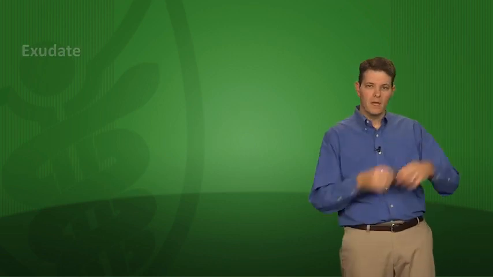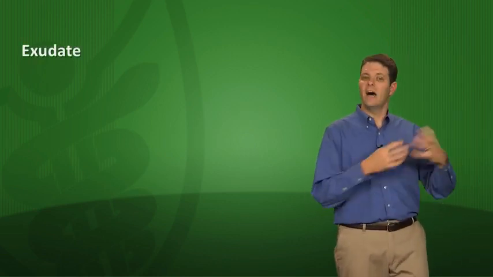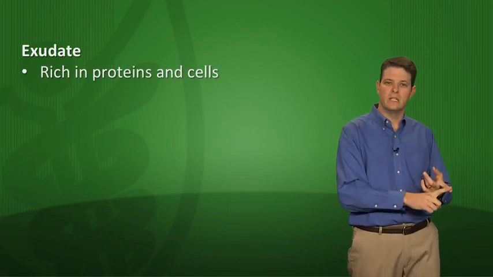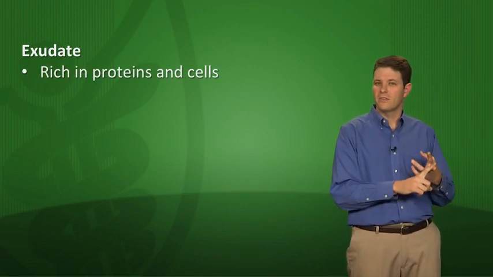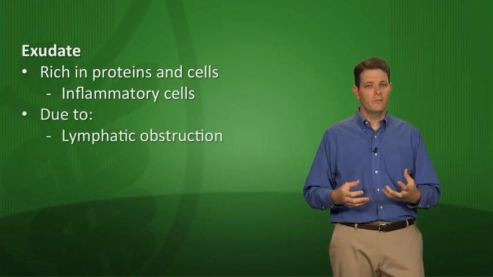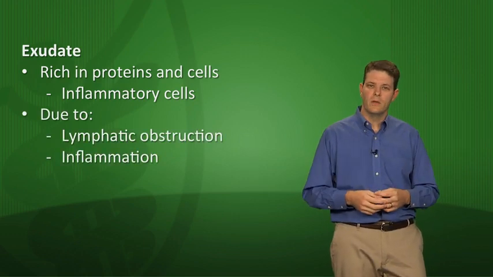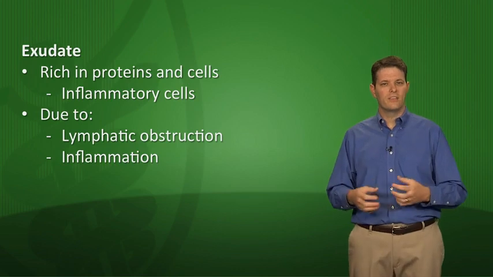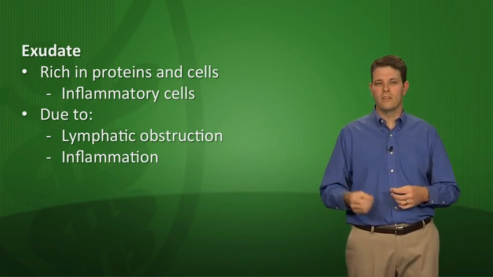Then, if transudate is watery, doesn't have much stuff in it, exudate is the opposite. It has lots of stuff in it. So it's rich in proteins, and it's rich in cells, specifically inflammatory cells. Exudate can be due to lymphatic obstruction, or it can be due to inflammation. And we're going to talk about transudates and exudates again when we get to ascites and cirrhosis in the GI section.